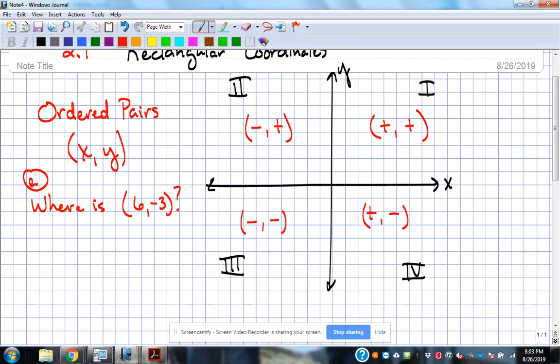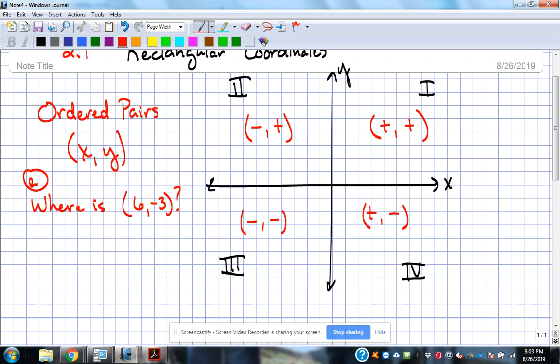Go over to the right 6, 1, 2, 3, 4, 5, 6, and then down 3. 1, 2, 3, and we put it on. So X to the right is positive, to the left is negative. X comes first, and then the Y value. If it's positive, you go up, if it's negative, you go down. Simple stuff that you've done before.